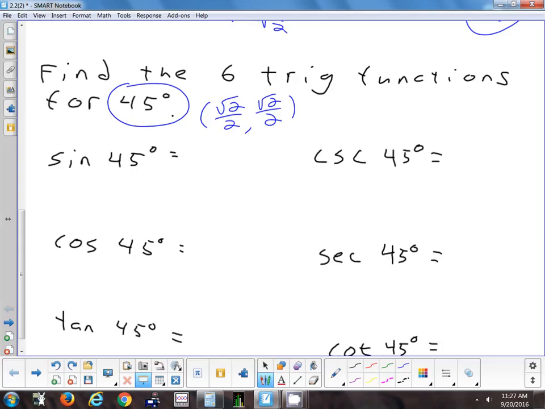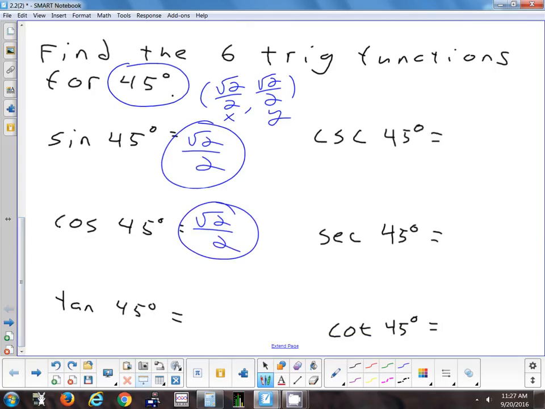How about Kyle? What's the sine of 45? And did you pick the x or the y? The y. Good. Okay, Alyssa, the cosine of 45? Which one did you pick? Yep, that's the x.